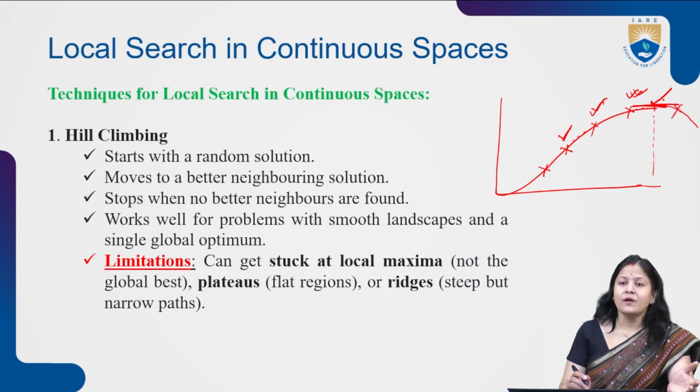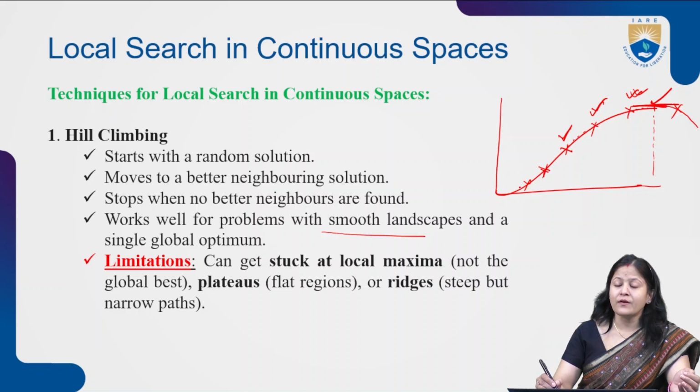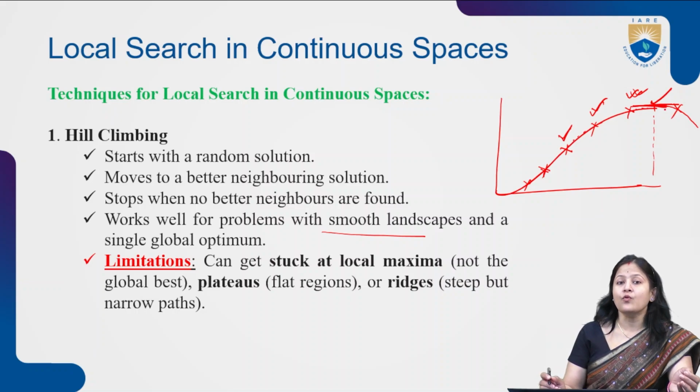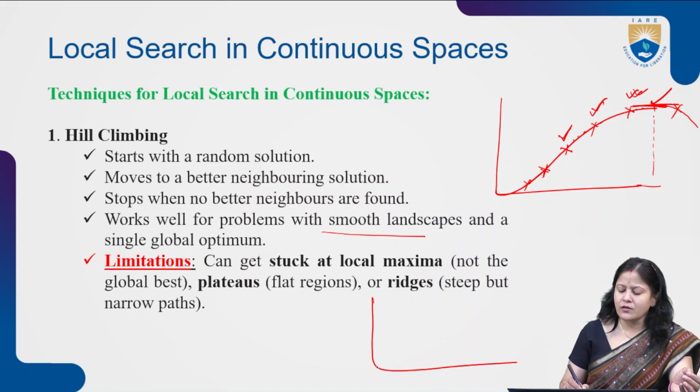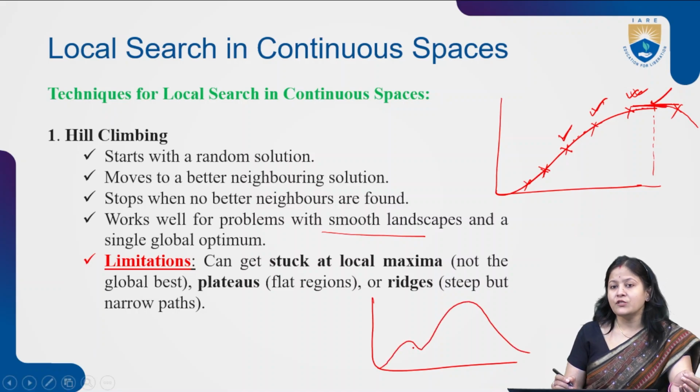So the hill climbing algorithm starts with a random solution from any point and moves to a better neighboring solution, and stops when no better neighbors are found. It works well for problems with a smooth landscape and a single global optimum. Smooth landscape means the agent can move very smoothly from one place to another during exploration. A single global optimum means, for example, if the space is like this, how many optimal positions are there? One position.